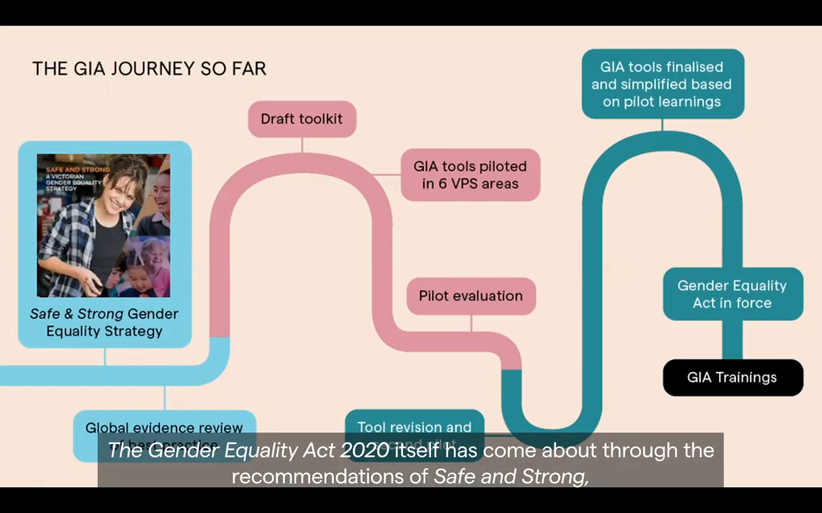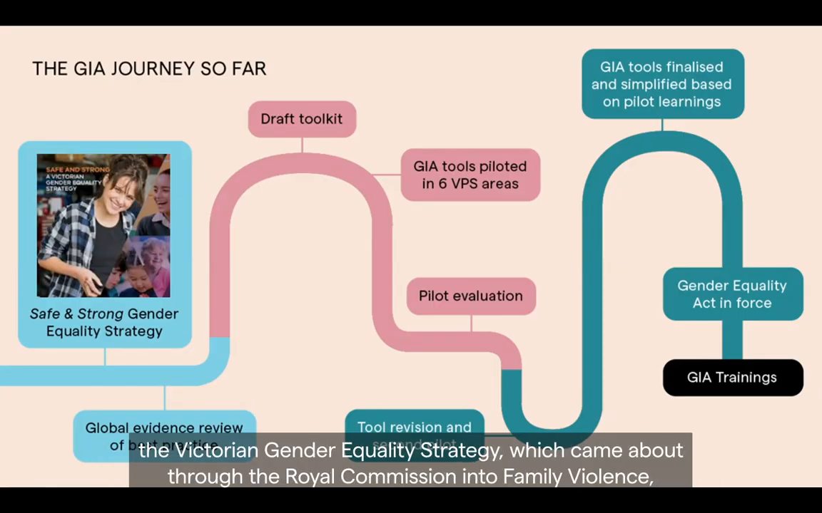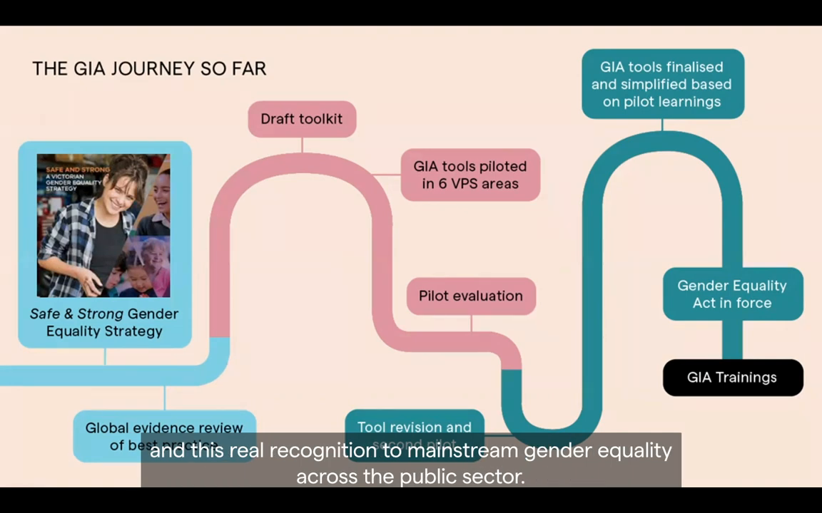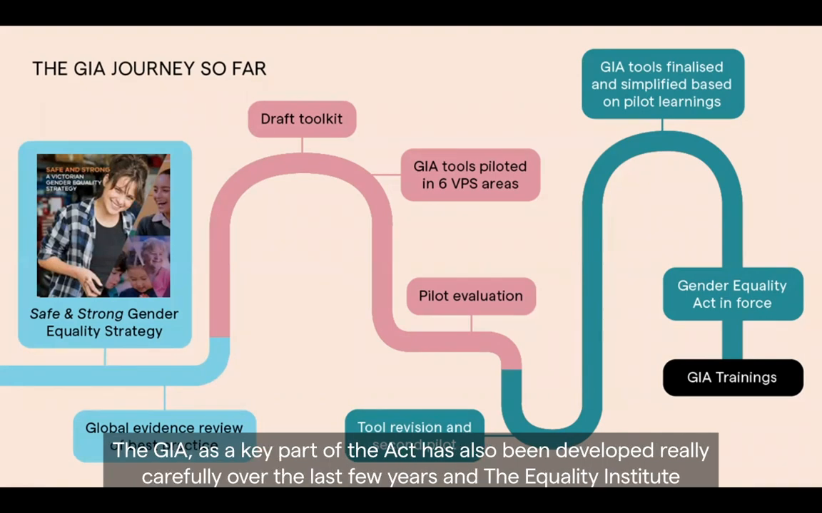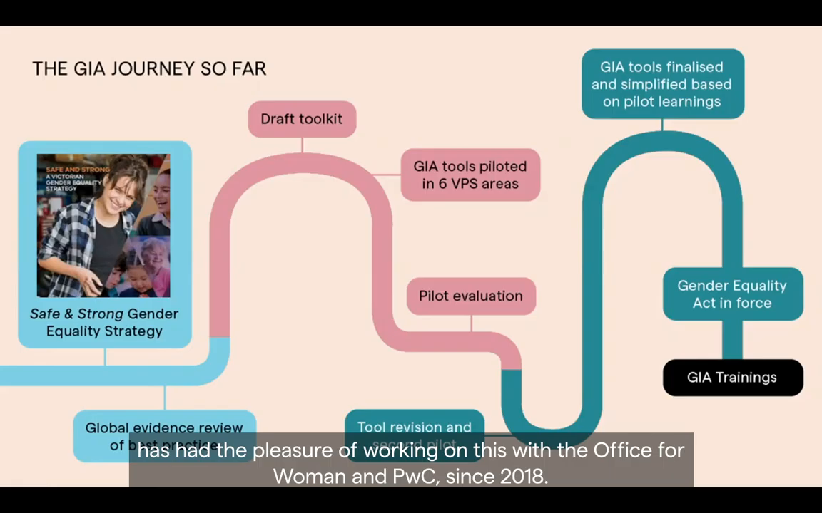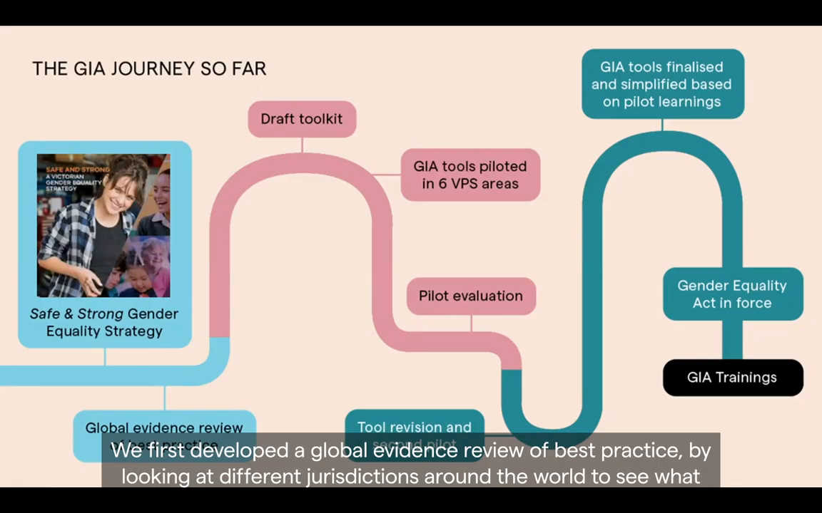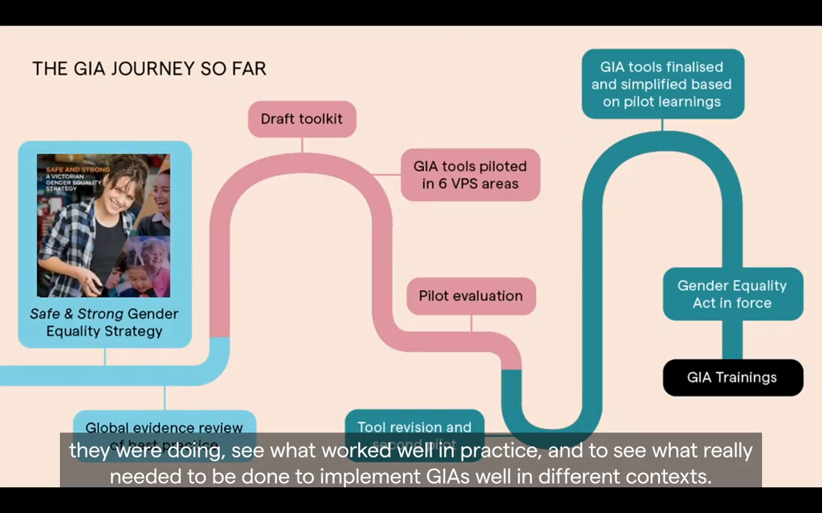The Gender Equality Act itself has come about through the recommendations of Safe and Strong, the Victorian Gender Equality Strategy, which came about through the Royal Commission into Family Violence, and this real recognition to mainstream gender equality across the public sector. The GIA, as a key part of the Act, has also been developed really carefully over the last few years, and the Equality Institute has had the pleasure of working on this with the Office for Women and PwC since 2018. We first developed a global evidence review of best practice by looking at different jurisdictions around the world to see what they were doing, see what worked well in practice, and to see what really needed to be done to implement GIAs well in different contexts.